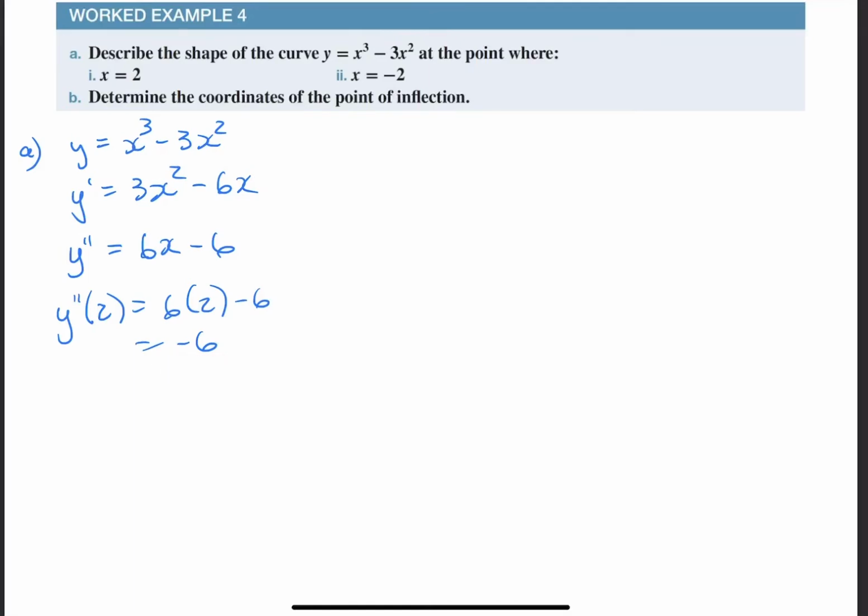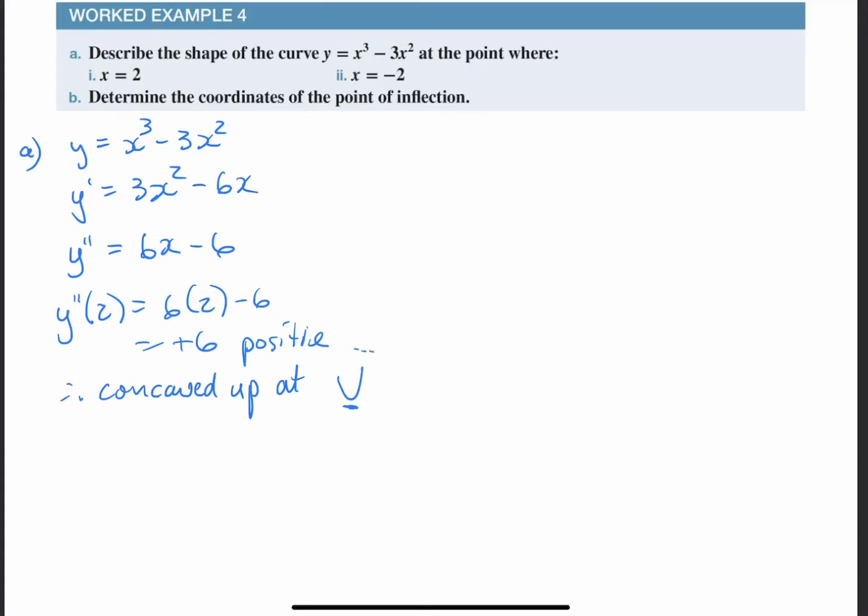Sorry, it's not negative 6, it's positive 6. Because this is positive, like in parabolas, that's how I remember it: if that is positive, I'm smiling. It doesn't mean that this is a minimum point. It just means that it is concaved up. So the curve is concaved up at that point.